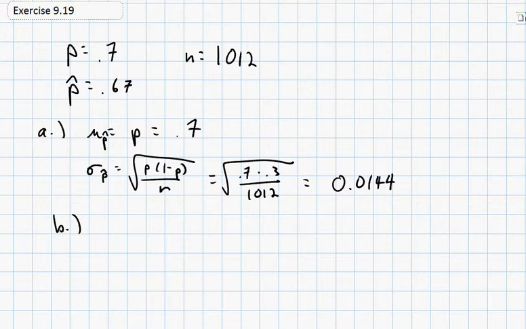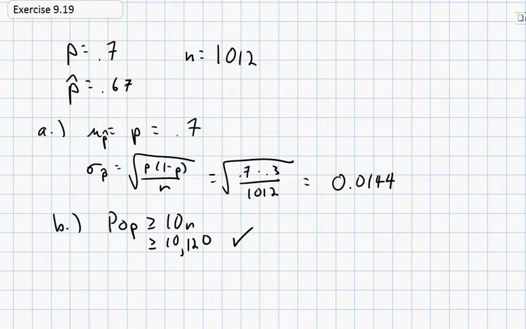So B says, explain why you can use the formula for standard deviation. Remember, the formula for standard deviation comes from the fact that the population has to be greater than or equal to 10n. In this case, that means the population has to be bigger than 10,120. There are definitely more than 10,120 adults in the U.S., so check on that one.